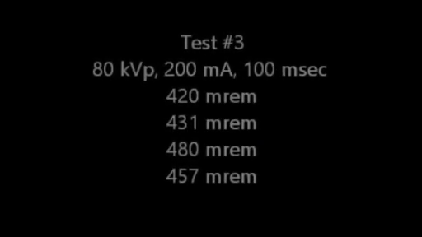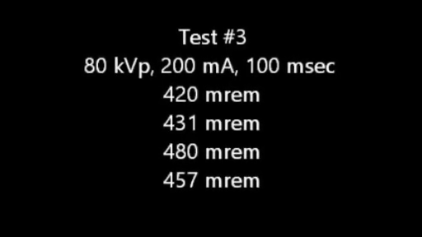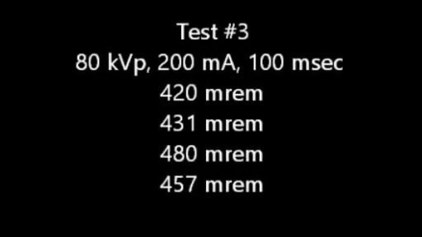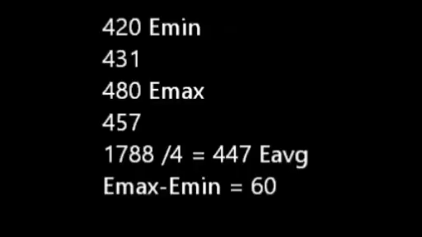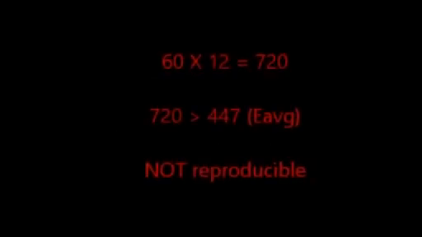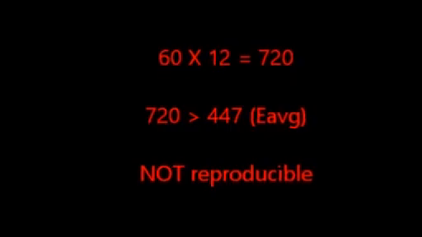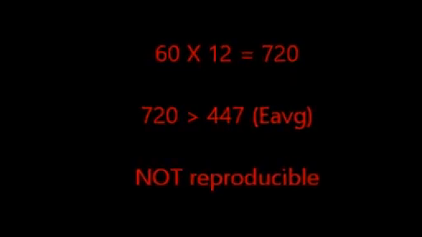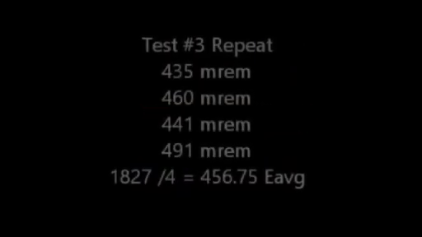For the third mAs, at 80 kVp, we used 200 mA on a large focal spot for 100 milliseconds. The mAs is 20. The first set of exposures has a difference of 60 between maximum and minimum. 12 times 60 is 720, which exceeds the average of 447, and thus these results are not reproducible.